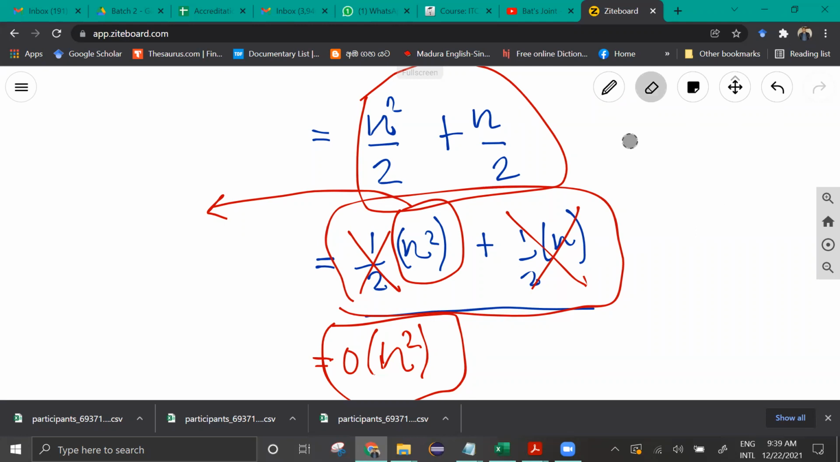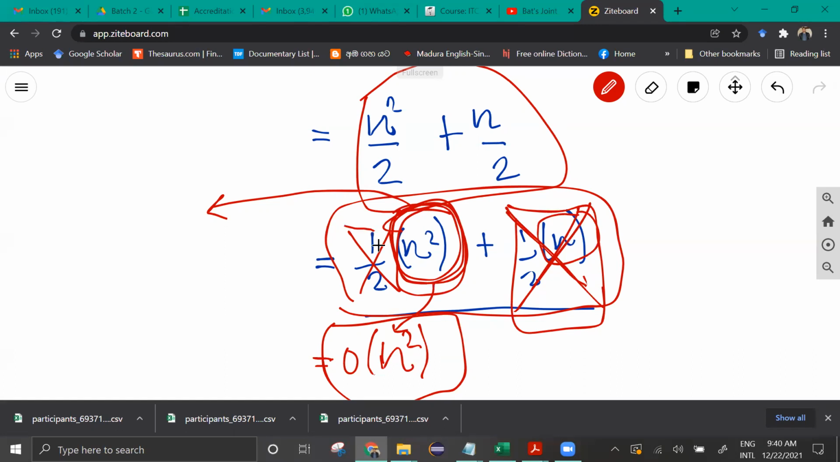Those constants here. We check: here n squared, this is n, right? The most influence on the time would be from n squared. So that's why we choose it as our term. So we just ignore this n part. This part is ignored, and then the constants would be ignored.